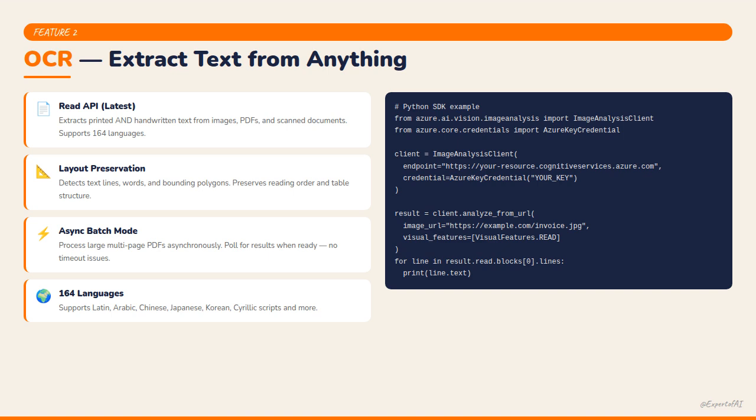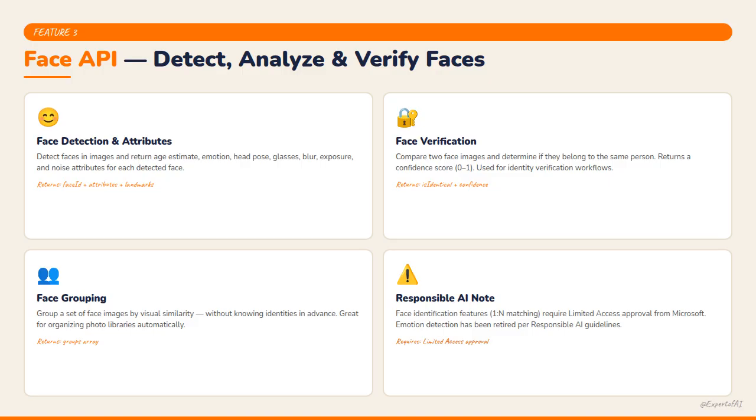Here's a quick Python example. You create an image analysis client with your endpoint and API key, then call analyze from URL with the read visual feature and iterate through the result to get each line of text.